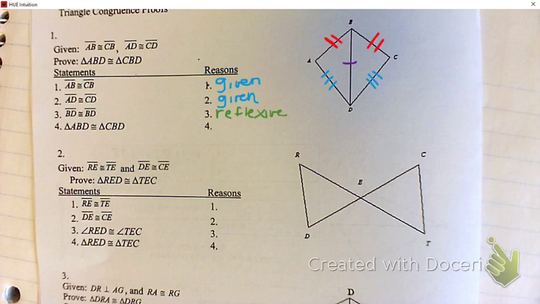And then you guys just told me why the 2 triangles were congruent. You told me it was side, side, side, so your last reason is side, side, side. Questions?